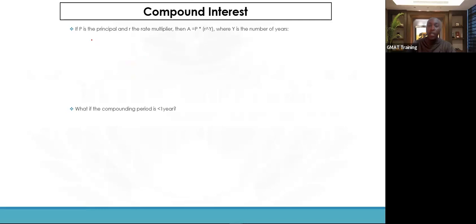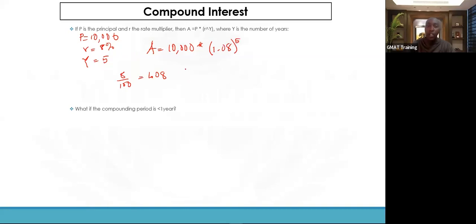In this case, Y being the number of years, say you're given an example where the principal is 10,000, the rate of interest is 8%, and the number of years is 5 years. In this case, the total amount will be the principal, which is 10,000, times the multiplier. In this case, it's not 8 over 100. Instead, for an interest of 8%, the multiplier should be 1.08, as I mentioned in our previous video. In this case, we'll have 1.08 to the power of 5.